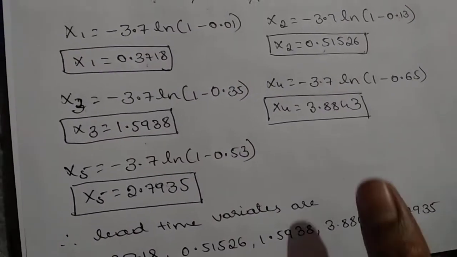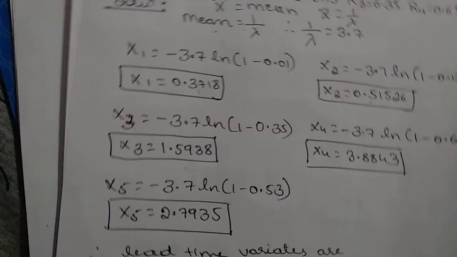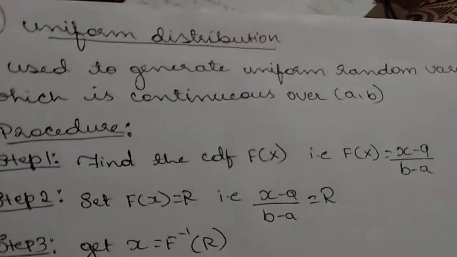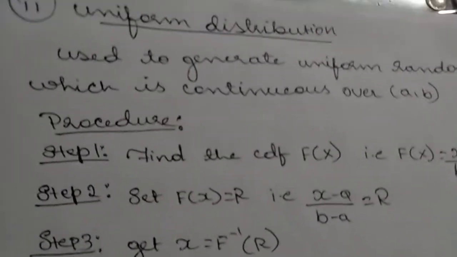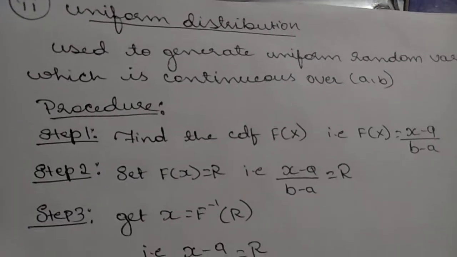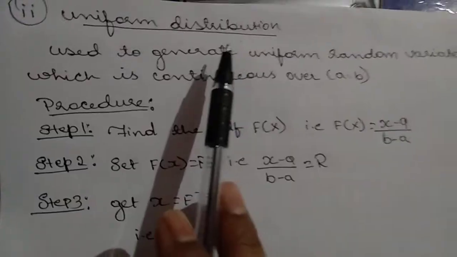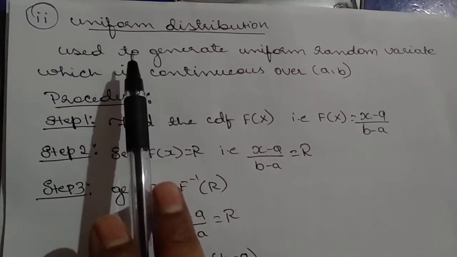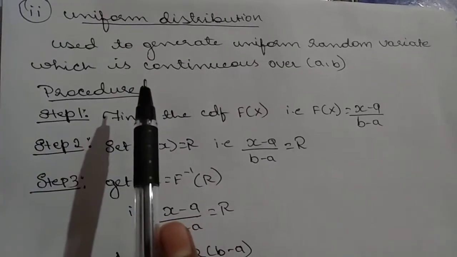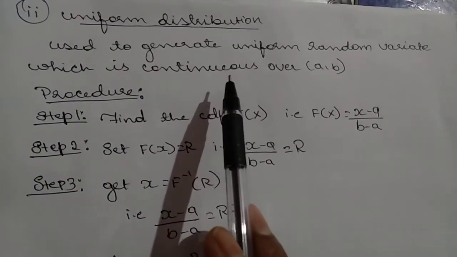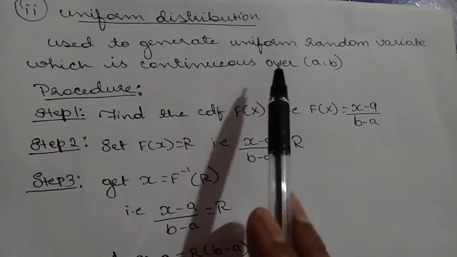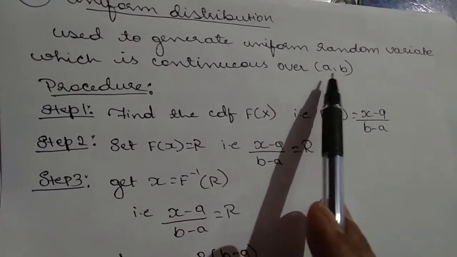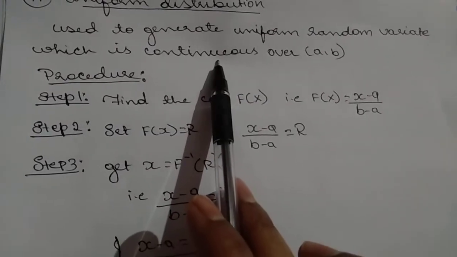As the next method, we'll go for the uniform distribution method. This is one method we have studied, that is exponential distribution. Next we'll go for uniform distribution. This uniform distribution, the name itself says it. It is used to generate uniform random variables which are continuous. Uniform distribution means it should be continuous over the interval a, b. In between a and b it will be continuously distributed.